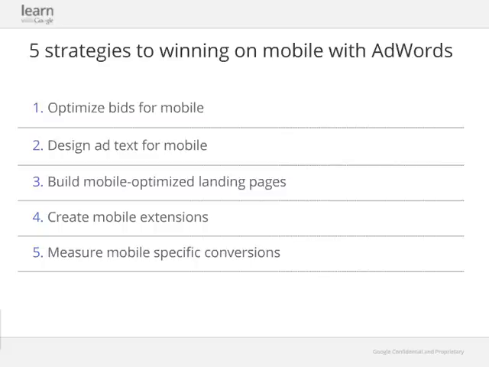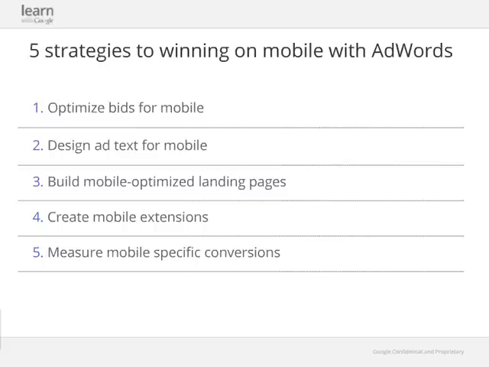The second thing is you want to design your ad text for mobile, right? So this is in plain English. This is you want to be relevant. You want to make sure that your mobile ad text has a call to action. You are saying something like buy now from your iPhone, or your Android device, or use your mobile device to navigate to our store, something like that.